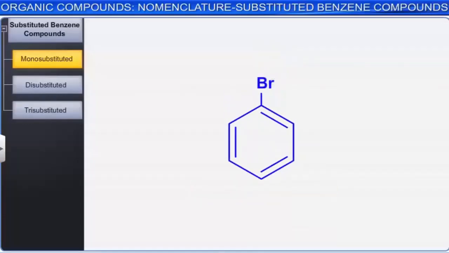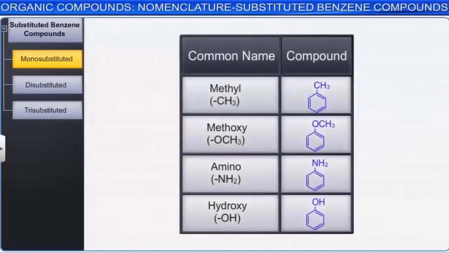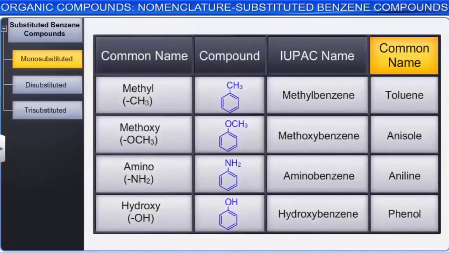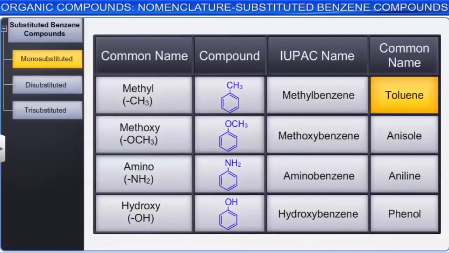Similarly, if the substituent is bromine, then the name of the compound is bromobenzene. Now let us name the following monosubstituted benzenes having the substituents methyl, methoxy, amino, and hydroxy respectively. The names of these compounds are methylbenzene, methoxybenzene, aminobenzene, and hydroxybenzene. The common names for these compounds are also widely in use. The common names for these compounds are toluene, anisole, aniline, and phenol respectively.